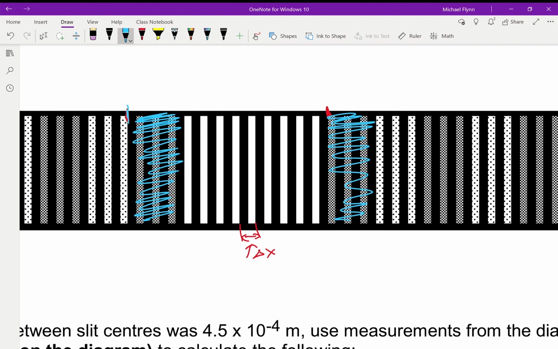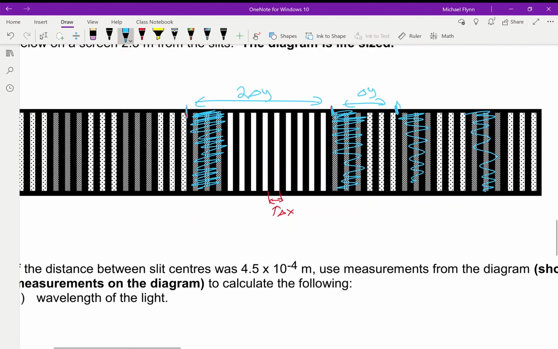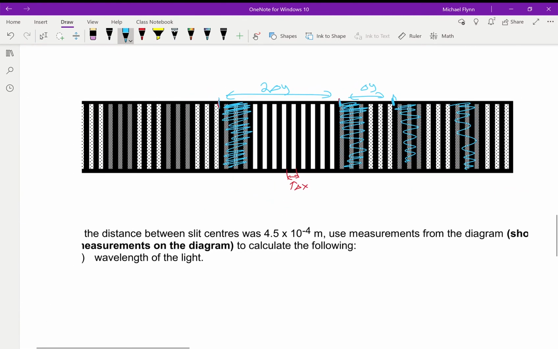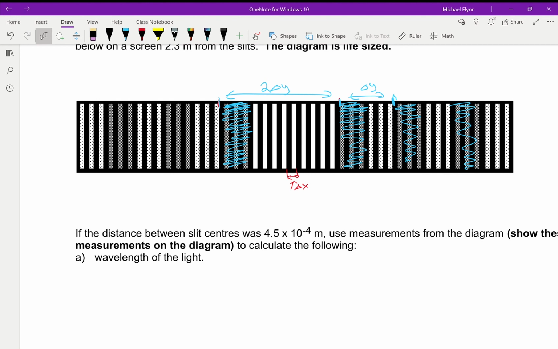And this distance here, from the outer edge to the outer edge, would be 2 delta y. Now if I go from this node to this node, there's another node there, another node there. That would be 1 delta y. Normally I would print this on a piece of paper, and you would actually make the measurements with a ruler.